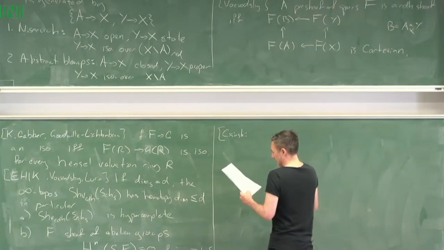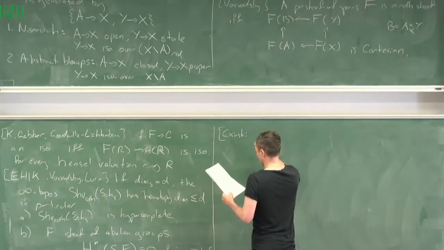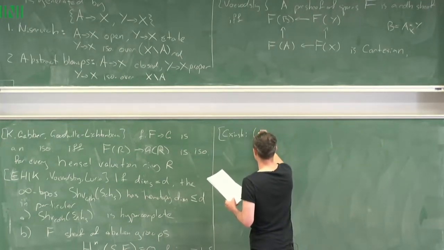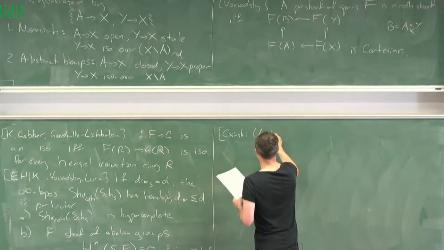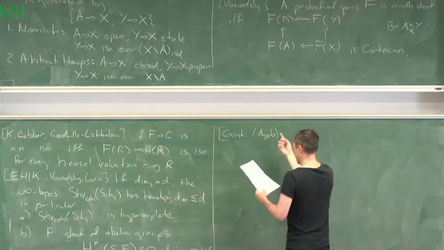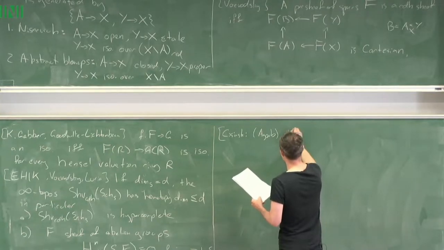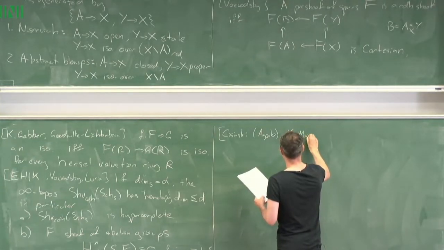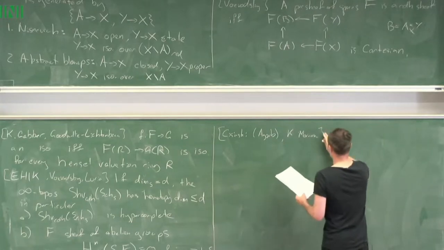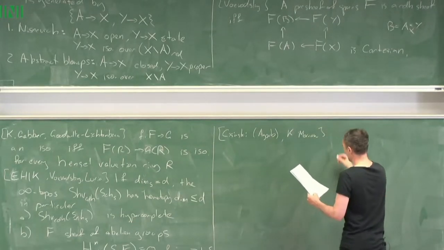So the next one is Sosinski, and I mean, heavily using Joseph's proper base change. Yeah, so maybe there are some more names you could put in there, but.